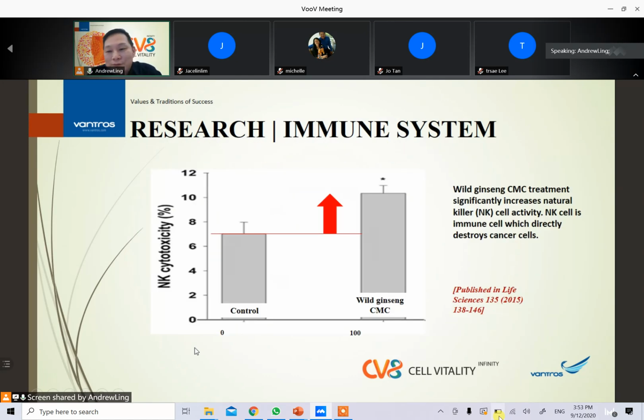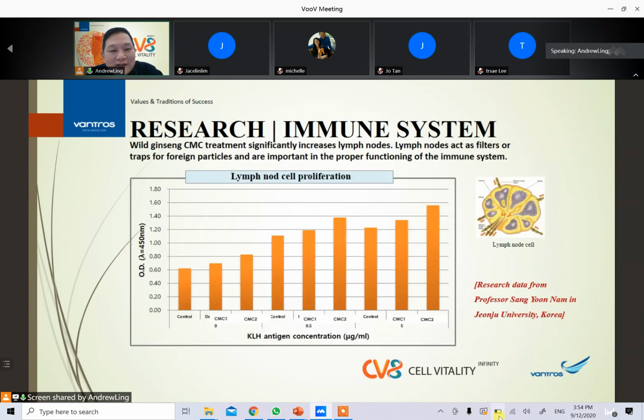And apart from that, another research shows that if you take this wild ginseng CMC every day, it actually significantly increases your natural killer NK cell activities. NK cell, we all know, is actually the immune cell which will help to destroy the cancer cell. Okay. And of course, the third thing is that by taking CMC wild ginseng every day, it actually helps to increase your lymph nodes as well.